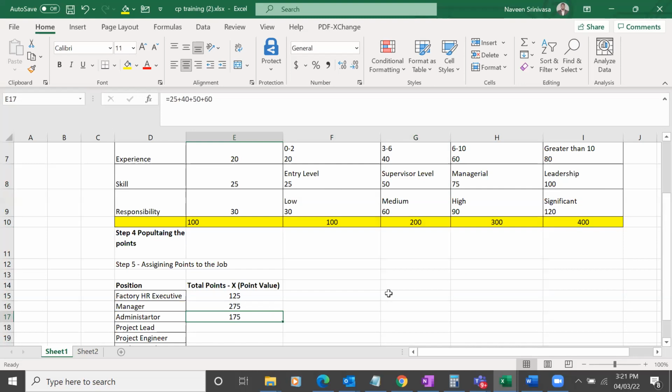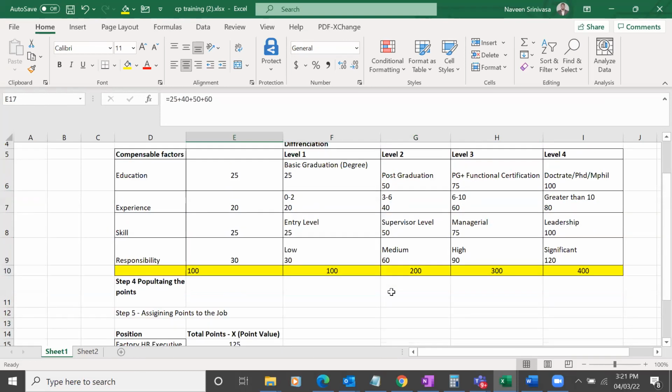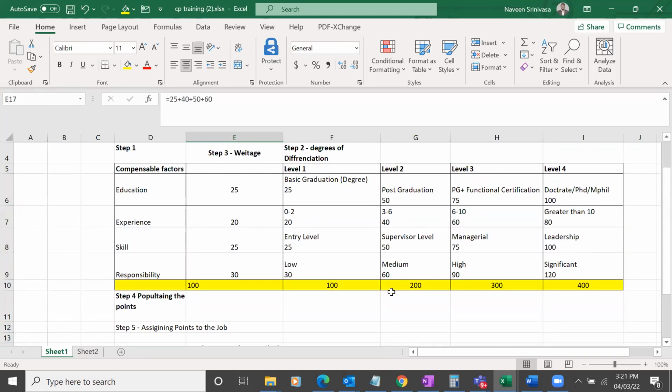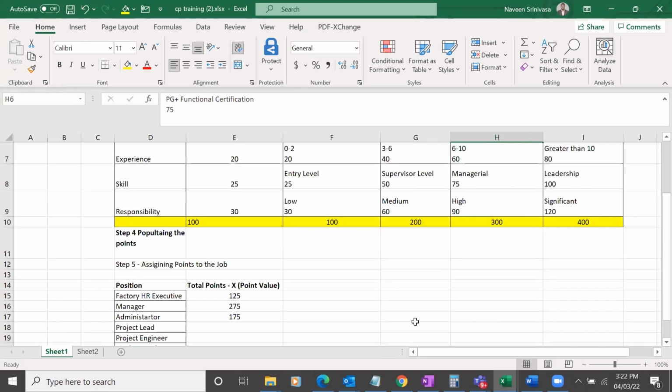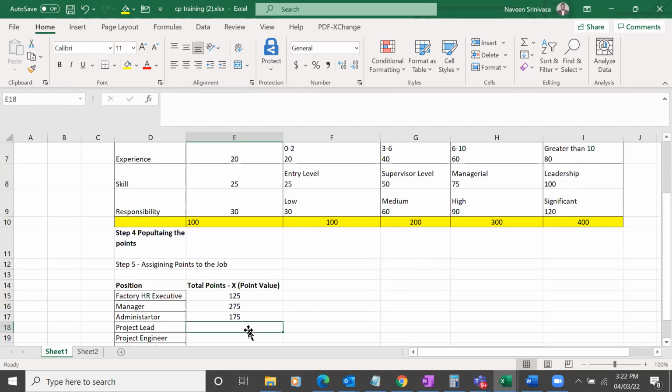Project lead. Go for 200, 50, 40, 50, 60. No, for project leads you can go for higher experience. 75, we can go 75, 40, 60. Go for 300 then, yeah. All the components of 300. Okay, 75, 60, 75, 90.